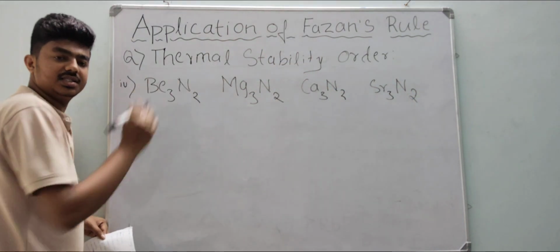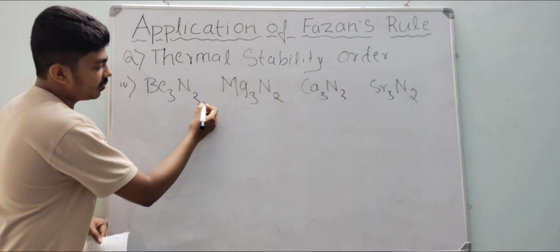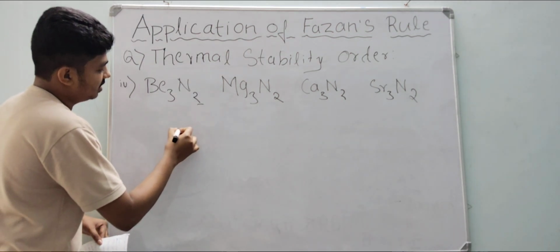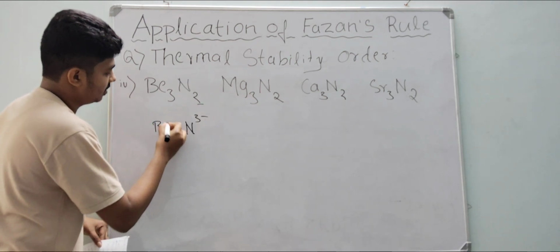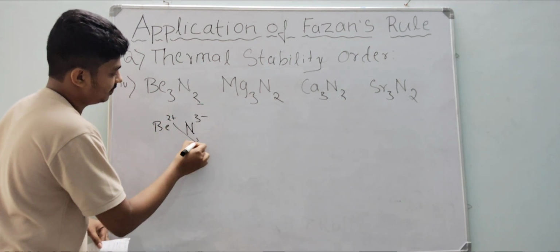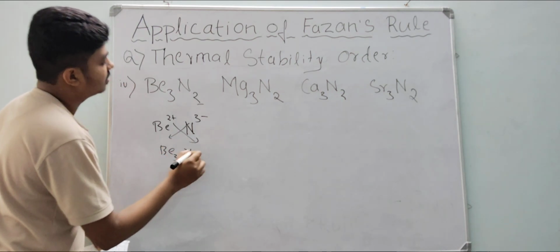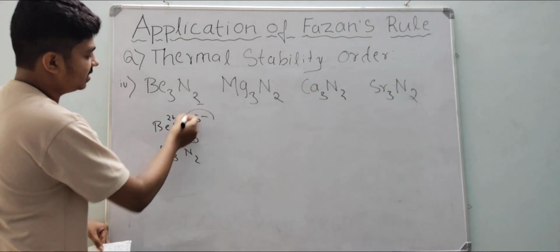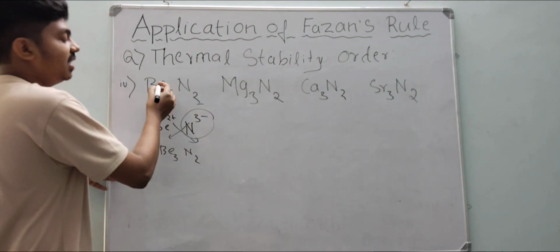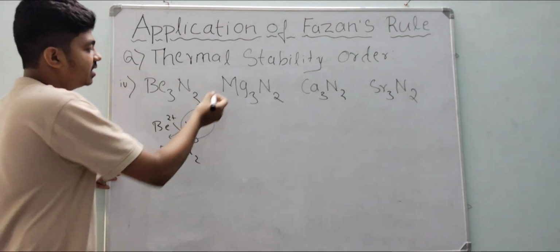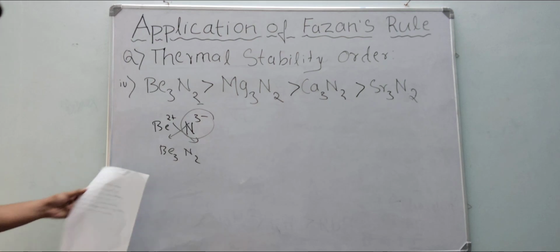Here the anion part is nitrogen, which is monoatomic. Don't think that it is polyatomic. It's just a valency balance. So it is monoatomic, that is N3 minus. In monoatomic, beryllium is small in size, that means more polarization. So this is the order of thermal stability.